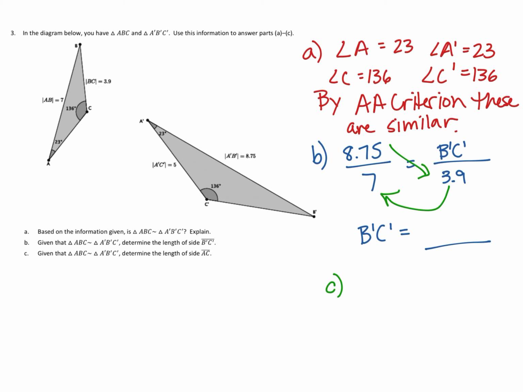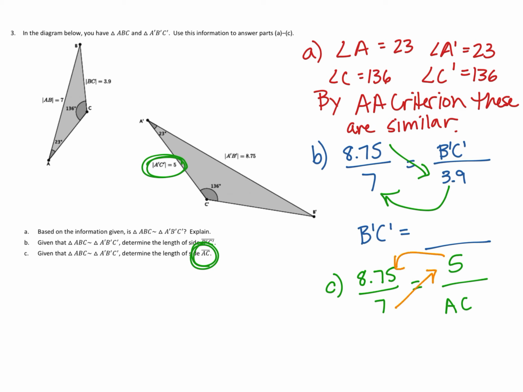C, set up the scale factor relationship. And this time we're looking for AC, which is the original. So it's going to go on the bottom of the fraction. And we need to use the prime version on the top. Cross multiply, then divide, and figure out what AC is equal to.